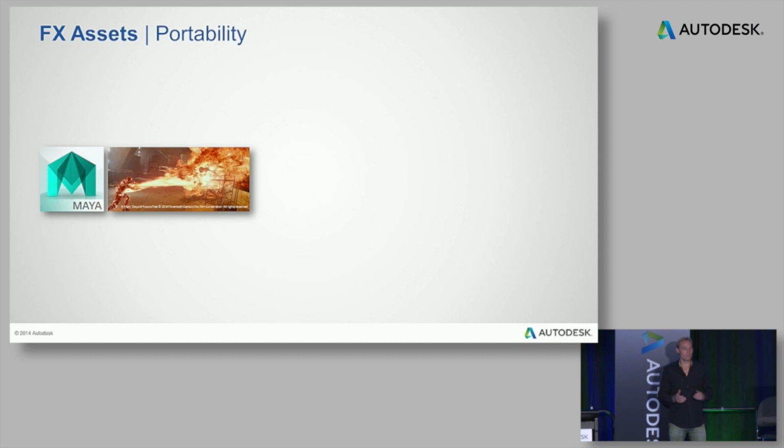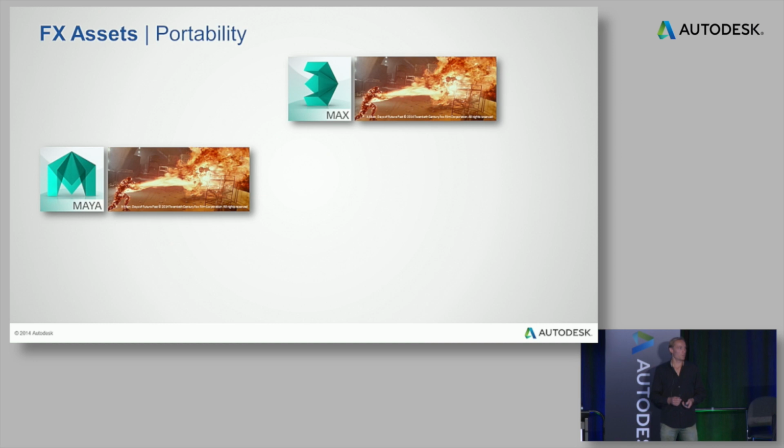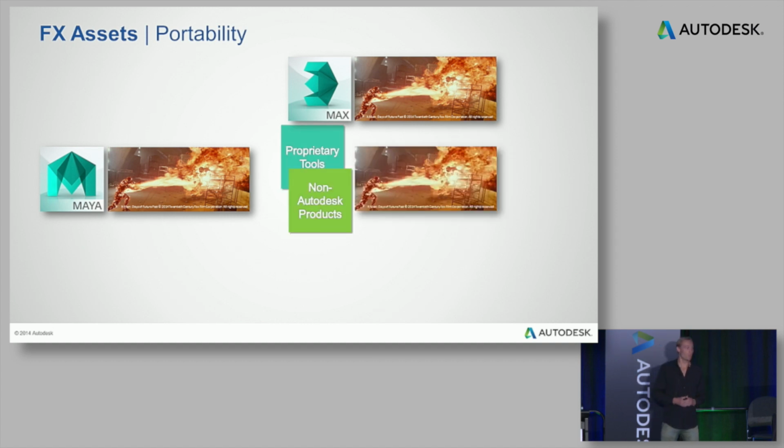So another part of the effects assets is the portability that I was talking about, sharing them. For example, if you had a fire asset that you had created in Maya procedurally, you might want to use this in 3D Studio Max, maybe because you're working on a show, or working with another facility that's using Max. This is the kind of scenario where it's difficult. How do you get these effects across different platforms? Or perhaps you're working with proprietary tools within your own pipeline, or non-Autodesk products. That's another scenario where, how do you go from one to the other?